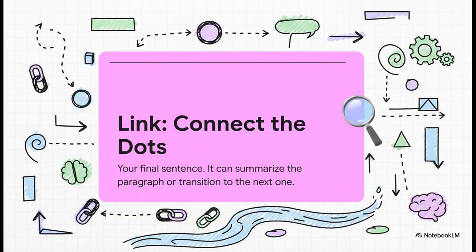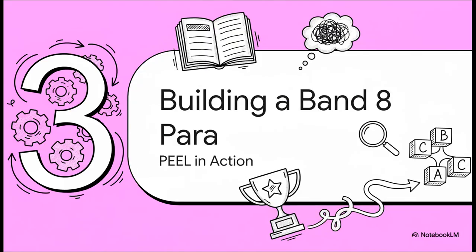And finally, we have L for link. This is your last sentence. It can neatly wrap up the paragraph's main idea, or it can build a smooth bridge to your next paragraph. This little sentence is absolutely crucial for your coherence and cohesion score because it helps your whole essay feel like one connected argument. All right, enough with the theory. Let's put this PEAL blueprint into action. We're going to build a top-tier, Band 8 paragraph together right now using a pretty common IELTS topic.